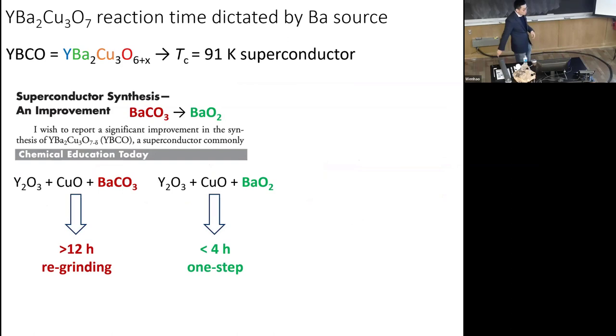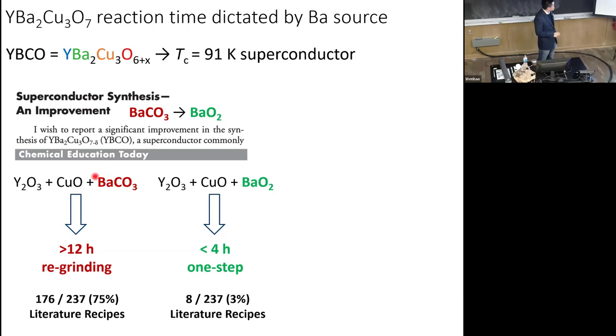One system that does this that's really fascinating is yttrium barium copper oxide. This is the superconductor material, YBCO, and it's been synthesized millions of times around the world. Undergrad labs do this now. There's this one paper that nobody reads. It's a one-page paper that showed that the normal reaction pathway is using barium carbonate as a precursor. And 75% of the recipes use barium carbonate as a precursor.